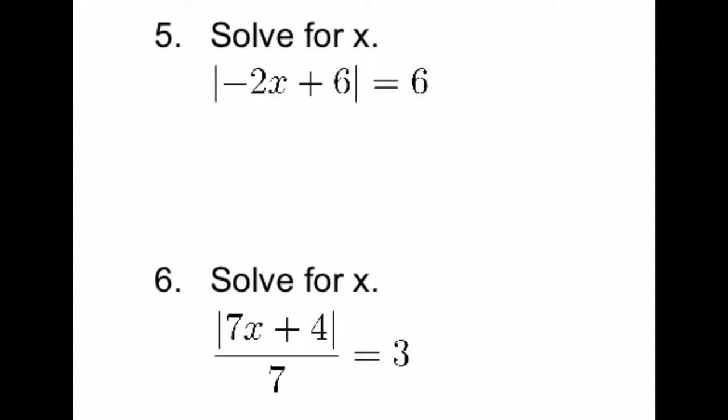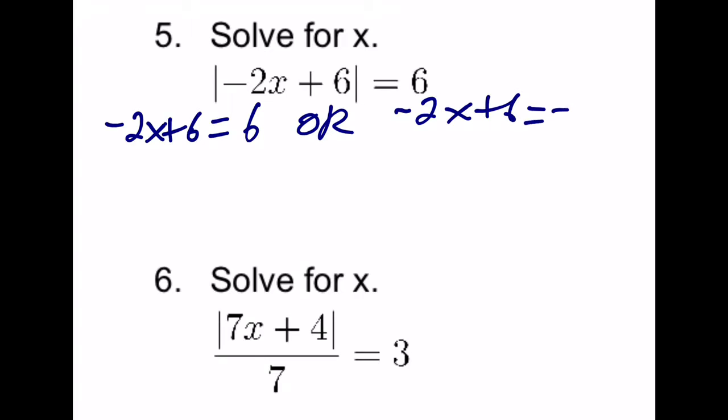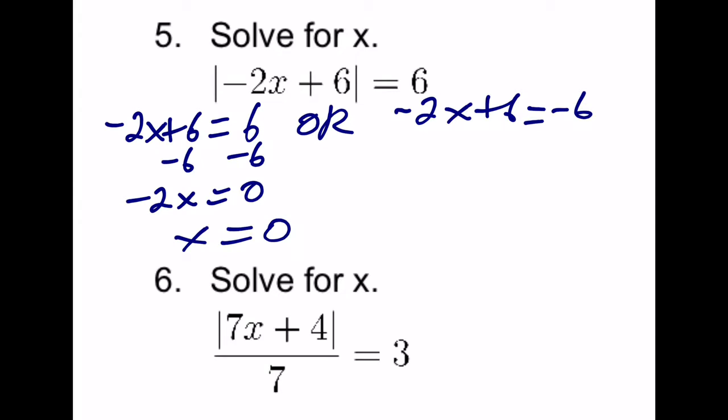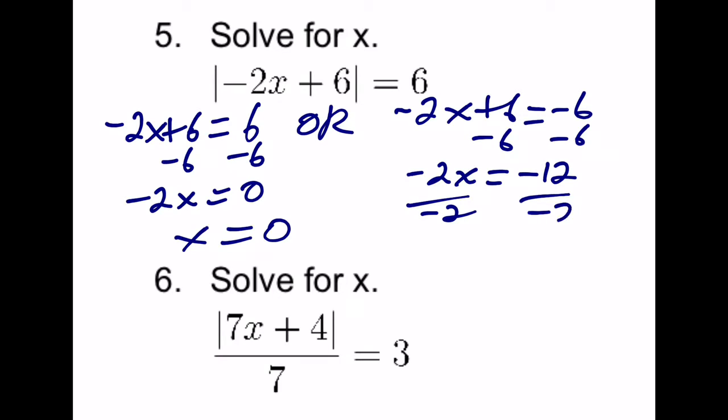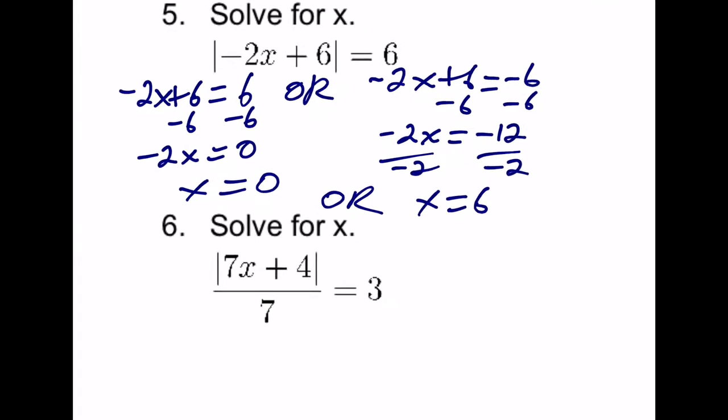Number 5, the absolute value of something is equal to a positive number. So we take that something and set it equal to a positive 6, or set it equal to a negative 6. In this case, when we subtract 6 from both sides, we get negative 2x is equal to 0. So when we divide by negative 2, it's just x equals 0. On the other side, negative 2x is equal to negative 12. So when we divide by negative 2, x is equal to 6. Those are our two possible answers.